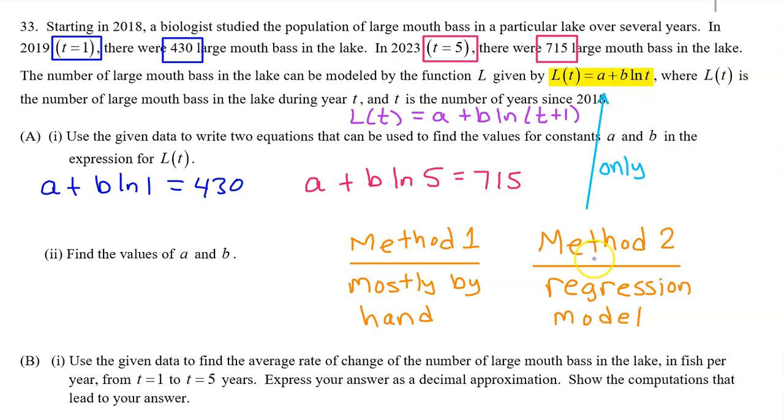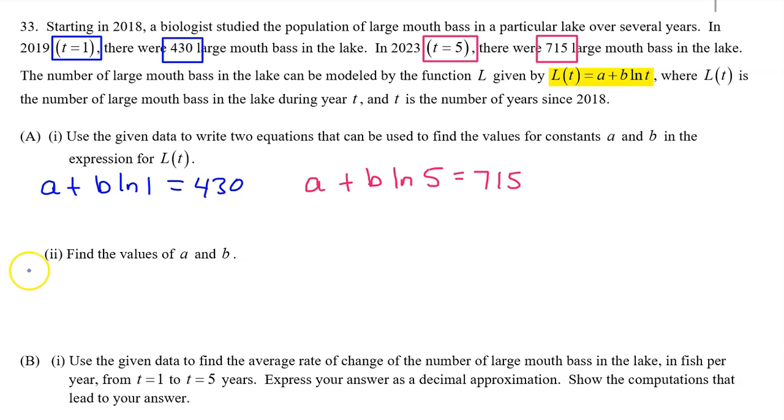However, I need to show you both methods because they often will not give you a model in this form. It's common to get something like a plus b natural log t plus 1. And I need you to understand that if that happens, if it's not exactly a plus b natural log t, the regression model will not work. This is the only model that your calculator has for logarithms. So first I'm going to show you how to find a and b mostly by hand, and then afterwards I'll show you how to find a and b using a regression model on the calculator.